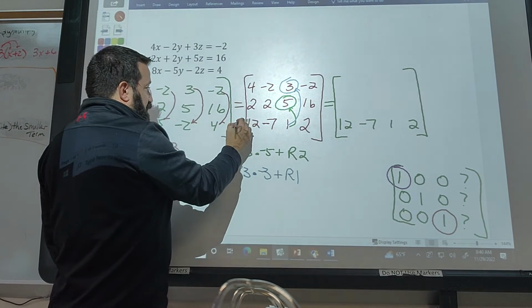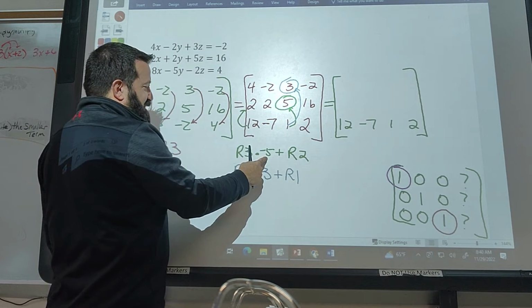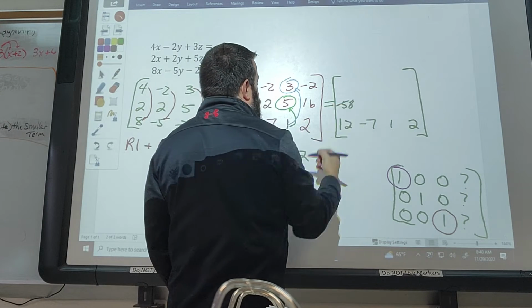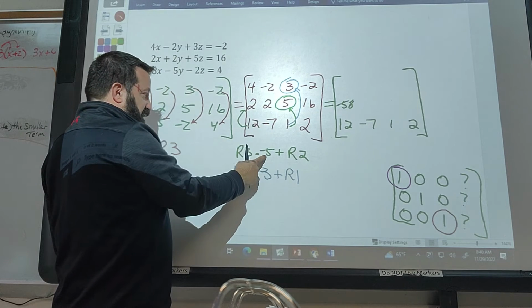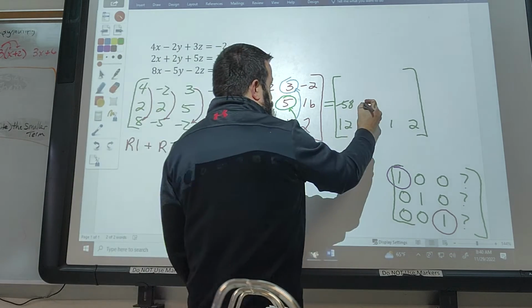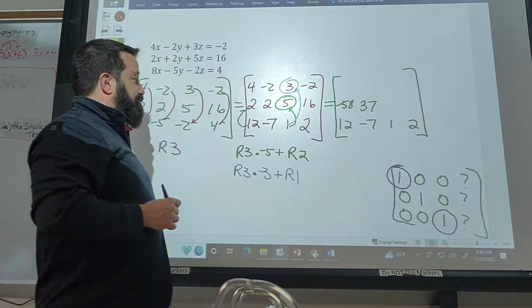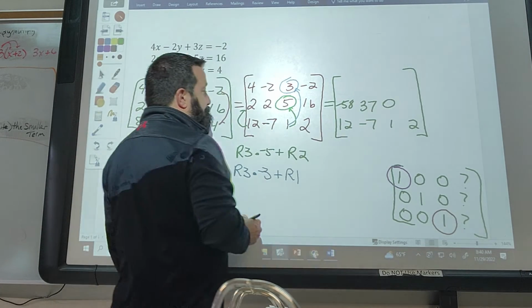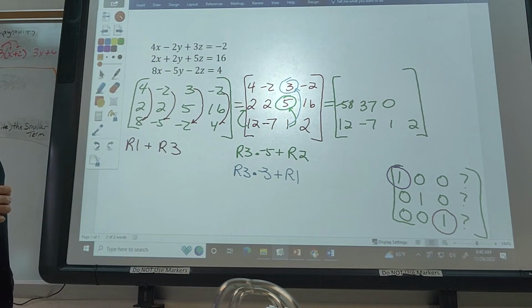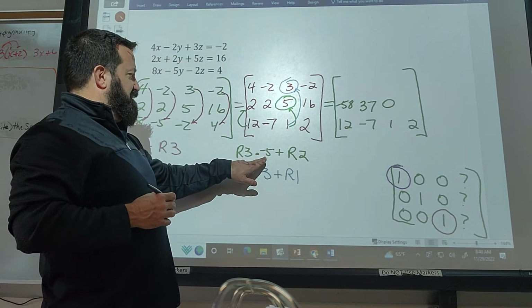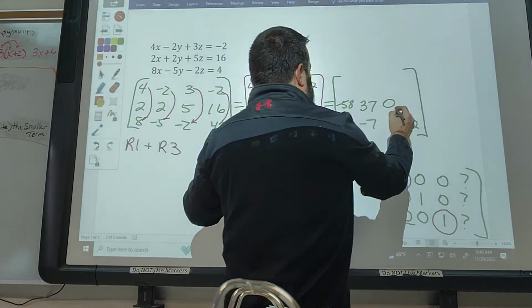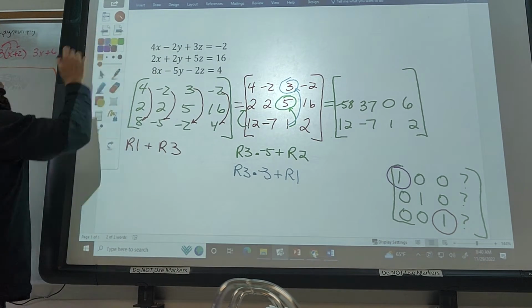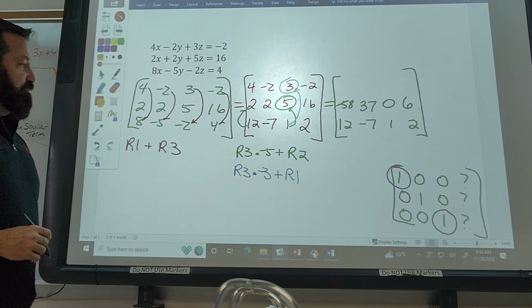So now I have to take 12 times negative 5, that's negative 60, plus 2 would be a negative 58. Negative 7 times negative 5 is 35, plus 2 is a positive 37, I believe. I sure hope somebody is keeping track of this to make sure I'm not screwing this up royally. And then I take the 2 times negative 5, that's negative 10, plus 16 would be a positive 6. So double check my math and let me know if you get something different.